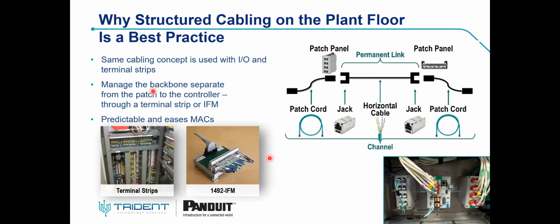As you can see here on the right, this is a diagram for permanent link, jack to jack, or patch panel to patch panel. Maybe the patch panel may be terminated in the control panel, and the other side in the data cabinet. Also, you can use jack to jack, and a flexible patch cord can be used from both sides. The same concept you will find in industrial for input-output and terminal strip. That manages the controller through, as you can see, the terminal strip and the IFM interface module. In industrial, they are using structured cabling as well.